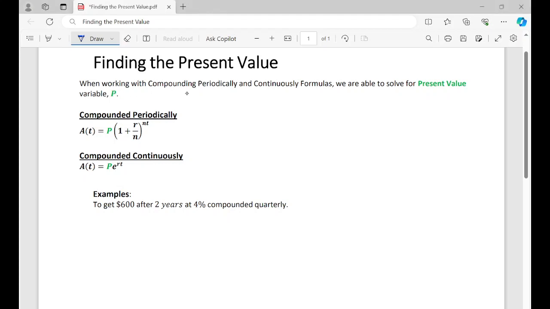When working with compounded periodically and continuously formulas, we're able to solve for the present value variable P. Within the first one, compounded periodically, the form is A of t equals P times the quantity 1 plus r over n to the nt power. And compounded continuously is A of t equals Pe to the rt. So let's look at examples and solve for the present value.